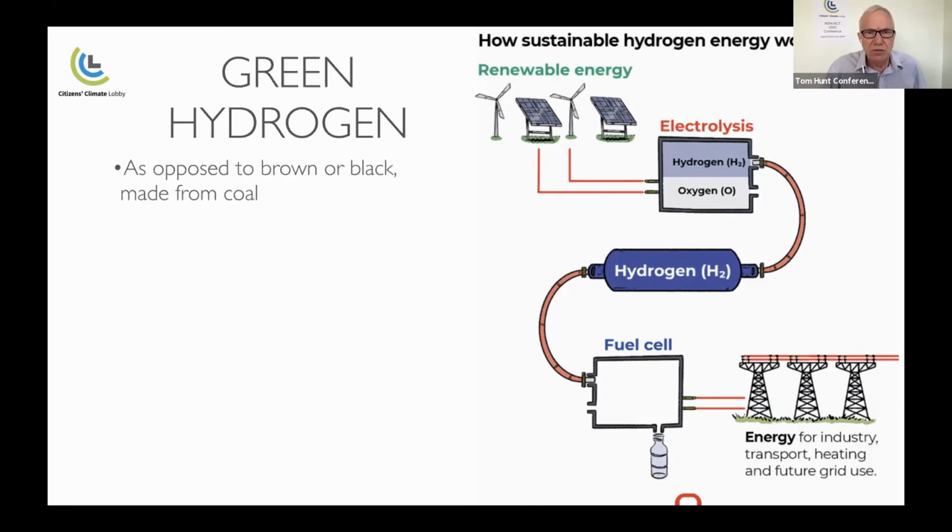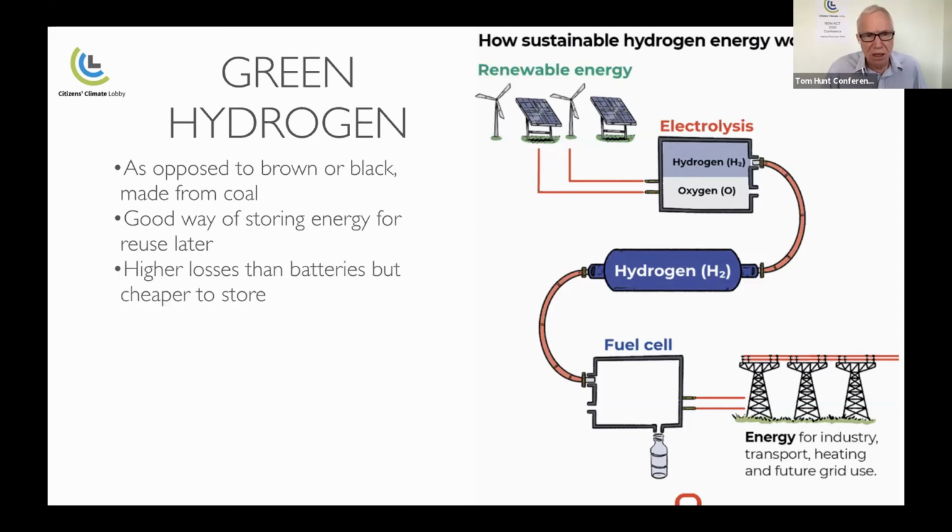So green hydrogen is, as opposed to brown or black hydrogen, if you want to give them a name, it's just that green hydrogen comes from renewable energies. It is possible to make hydrogen from coal or from oil, but you end up having to burn the carbon off or use the carbon in some other way. So not a very perfect solution, and hey, better to leave that fossil fuel in the ground. So green hydrogen is the way we should go for supplying hydrogen cars. And of course, it's a good way of storing energy for reuse later. There are some slightly higher losses than batteries in this form of storage, but it is much cheaper to store.